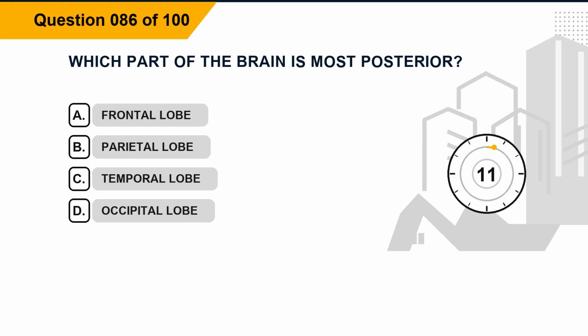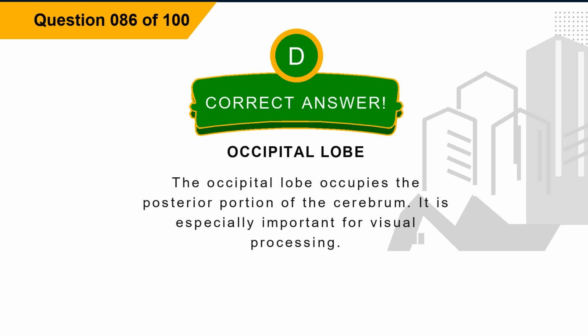Question 86. Which part of the brain is most posterior? Option A, frontal lobe. Option B, parietal lobe. Option C, temporal lobe. Option D, occipital lobe. The correct answer is option D, occipital lobe.